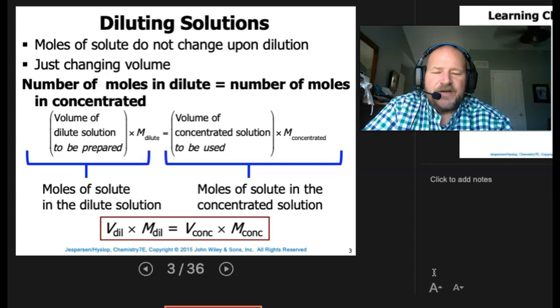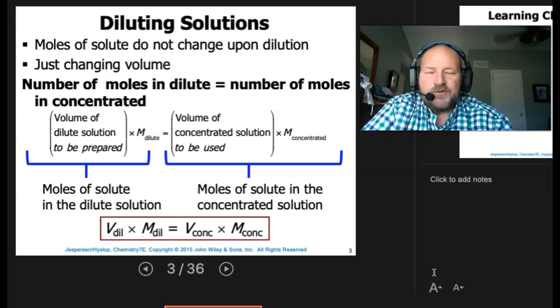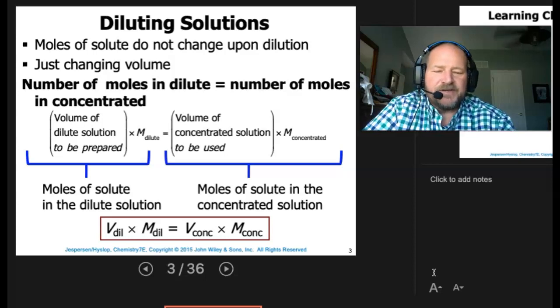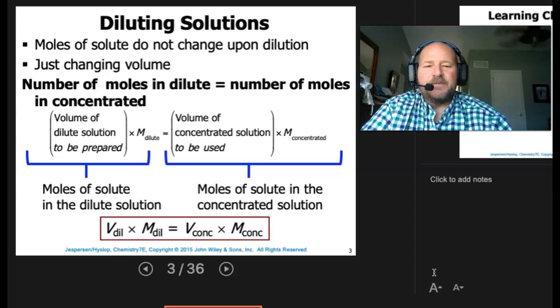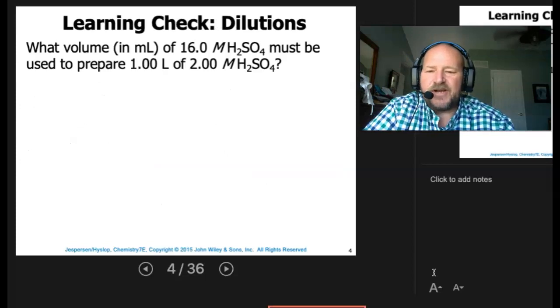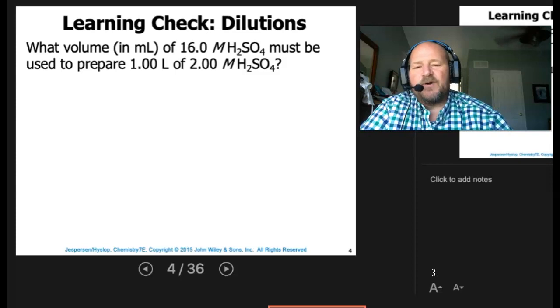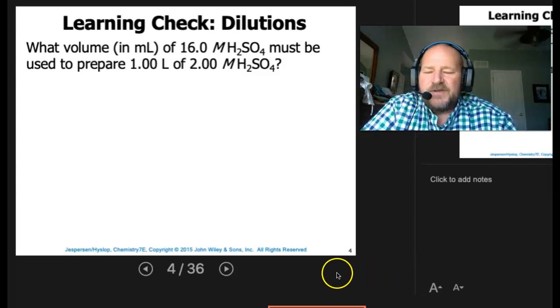Our dilution equation will work for any type of concentration though. So while in chemistry we typically work with molarity, you could work with percent solutions and the same formula will work. And we refer to it as M1V1 is equal to M2V2. So learning check for dilutions. What volume in milliliters of 16 molar H2SO4 must be used to prepare 1 liter of 2 molar H2SO4?